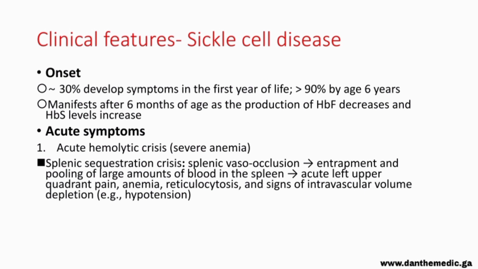Now, we have acute symptoms, and an example of these acute symptoms is acute hemolytic crisis. This acute hemolytic crisis is further divided into splenic sequestration crisis and aplastic crisis. So, as for the splenic sequestration crisis, we have splenic vaso-occlusion, which then leads to entrapment and pooling of large amounts of blood in the spleen. Then this leads to acute left upper quadrant pain, anemia, reticulocytosis, and signs of intravascular volume depletion.